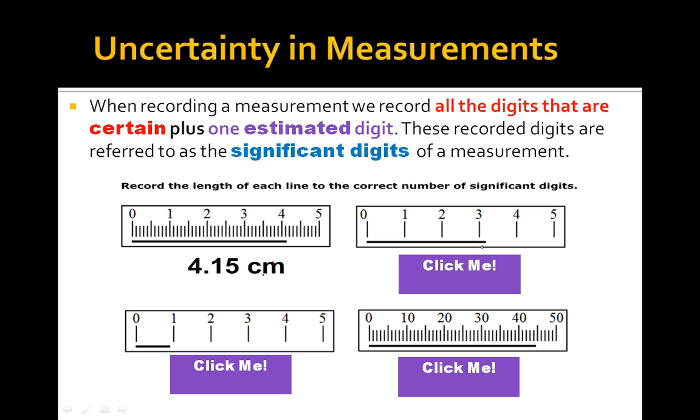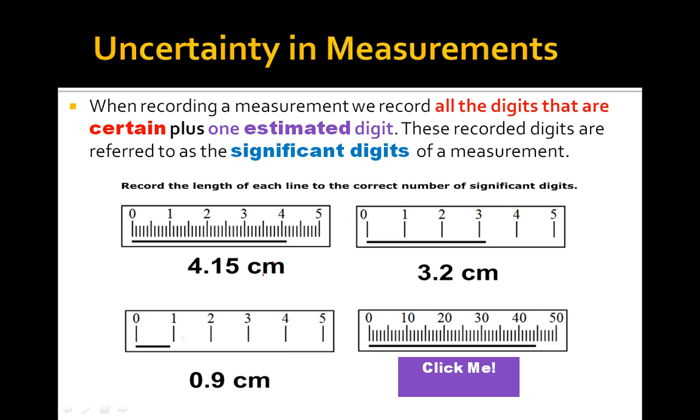The next one is going to be 3.2. So I got 3, that's for certain, and then I got the estimate 0.2. Here, I only have one significant digit, 0.9. Yeah, that's about the best I can do. In the next one here, I know I've got 44, the certain digits, and I can estimate the last one, 44.5, for example.